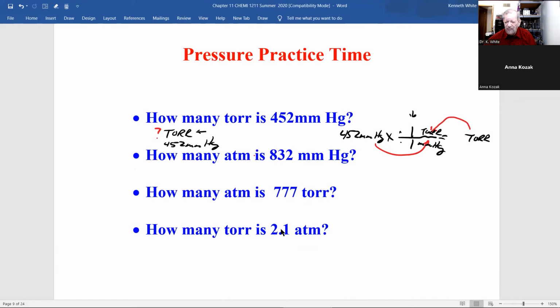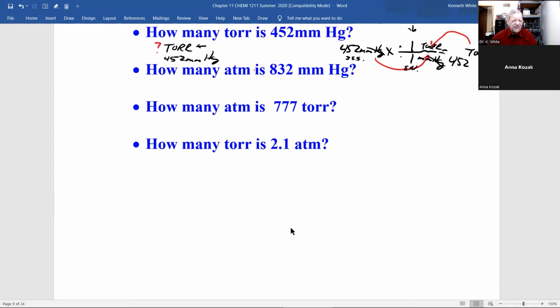These are exact numbers because they're part of a definition. And notice millimeters of mercury cancel out. Anything divided by itself equals number 1. This is 3 significant figures. My answer should be, this is an easy one, some number multiplied times 1 divided by 1 is that same number. So the answer would be 452 torr. Now, let's come down here and do the next one.